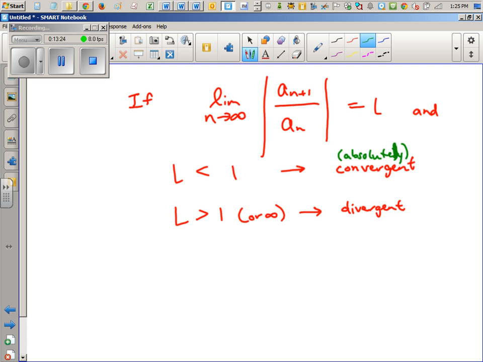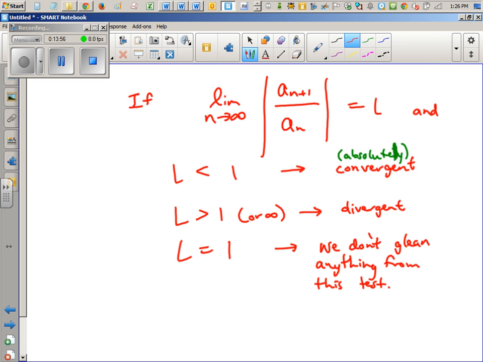But anyway, if L is less than 1, it means absolutely convergent, and if L is greater than 1, it means divergent, and that includes, of course, infinity. Now, if L is equal to 1, unfortunately, our wonderful go-to test has failed us. We don't glean anything from this test. Isn't that a great word? Yeah, you don't get any information from this particular test if you happen to get 1 here.